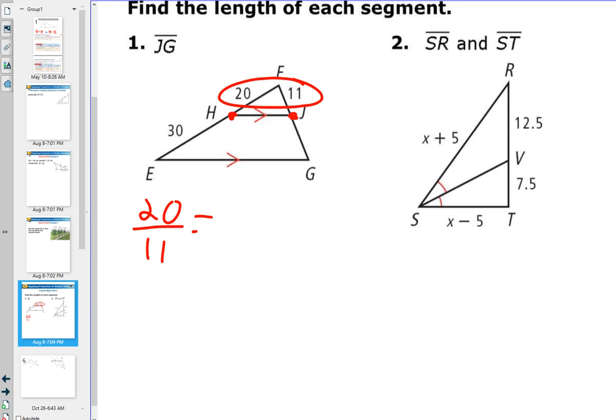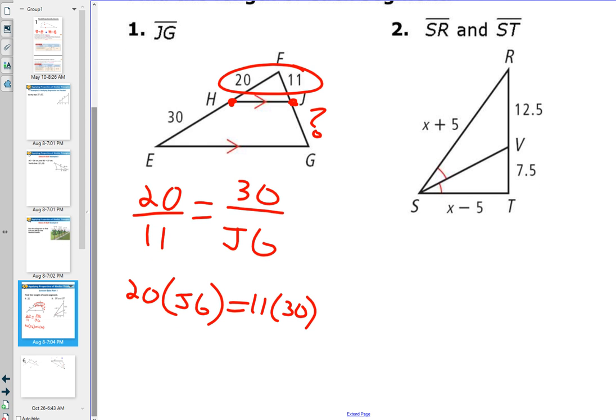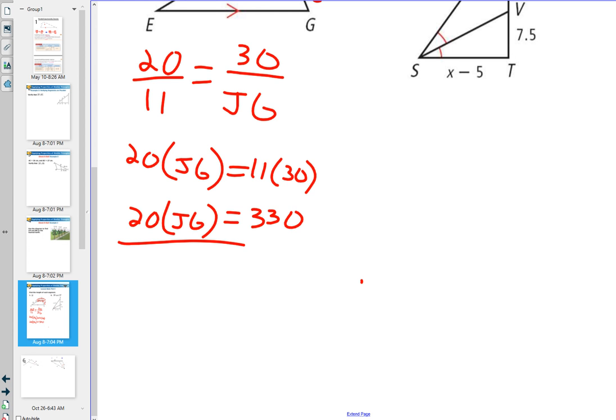But now if they want to know JG, which is this part over here, does JG correspond to the 11 or the 20? 11. The 11, because it's on the same side. So JG would have to line up with the 11. What corresponds to JG on the other side? 30, yeah. So cross multiply. 11 times 30. 20 times JG is equal to 330, divided by 20.